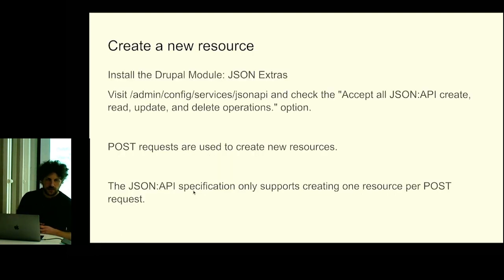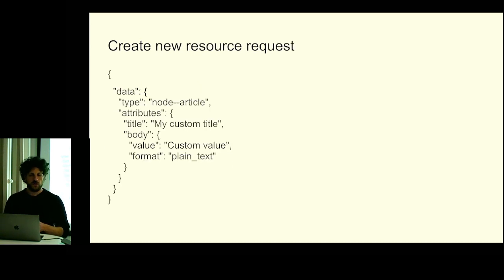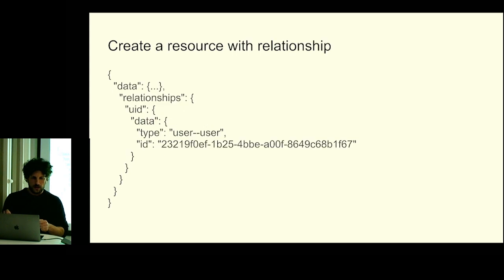To create a new resource, we need an external module. So we need the module JSON API Extras. After enabling it, we can go to the configuration page, and you need to accept the create, read, update, and delete option. You can do the POST request, and you can do only one at a time. To create a new resource, you send the payload, which is similar to the response that you receive. So you have the type, the attributes, and the body in this case. We'll create an article with the title "my custom title", and the body will be "custom value", and the format will be plain text.